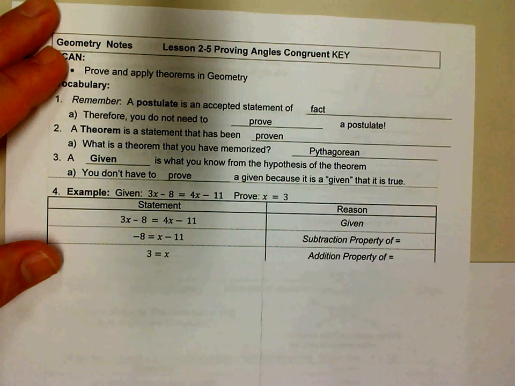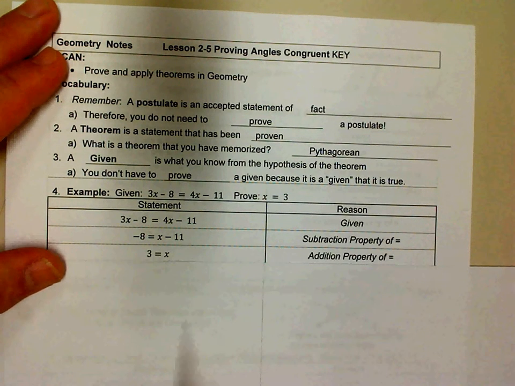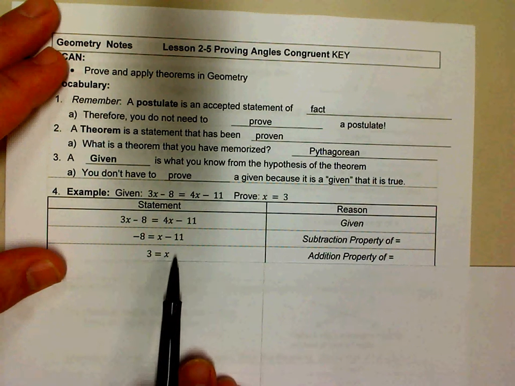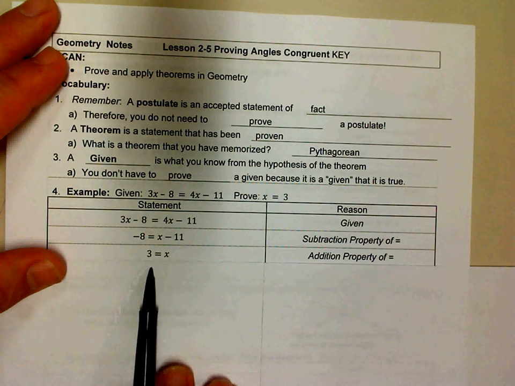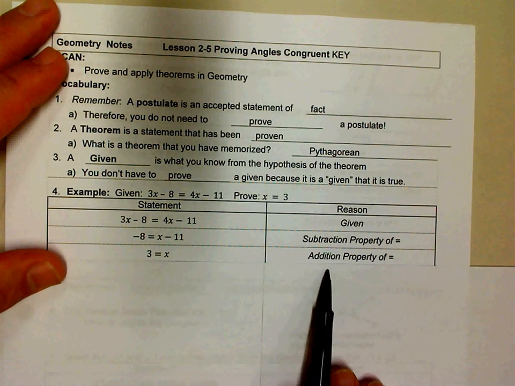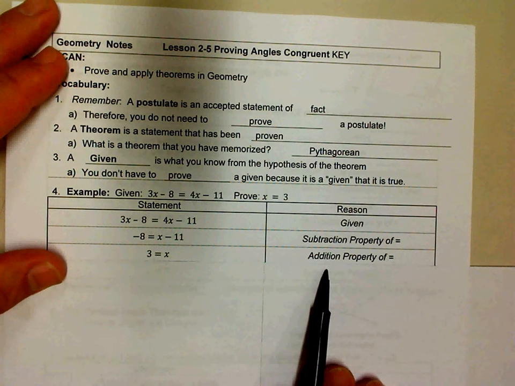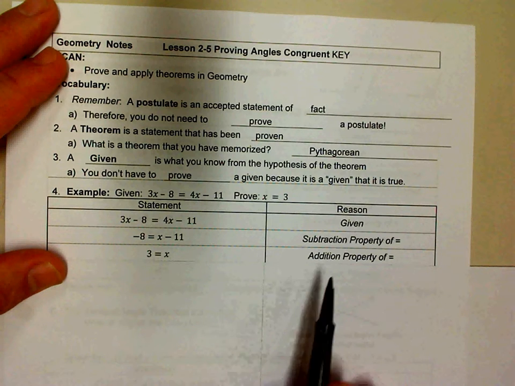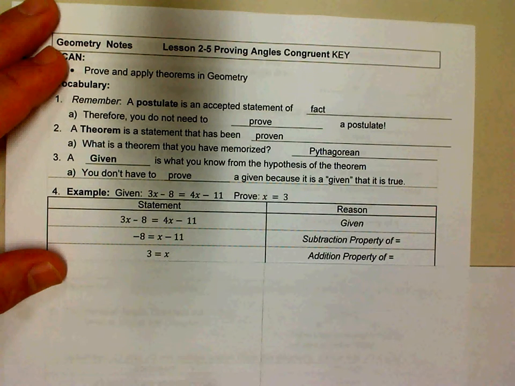The next thing we would do is add 11 to both sides, and the result would be 3 equals x. We know that 3 equals x because we applied the addition property of equality by adding 11 to both sides.